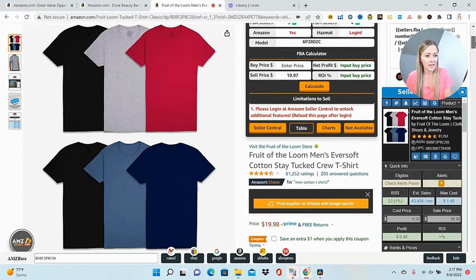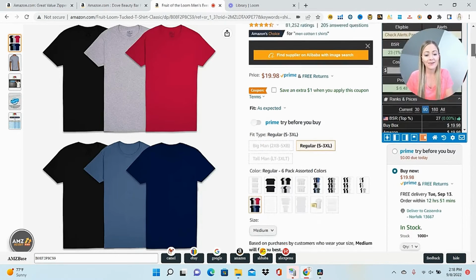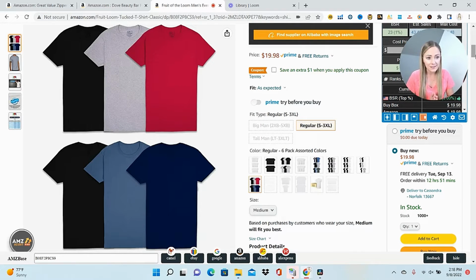Now, here is a listing that seems like a great listing. It's in the top 1%. It's getting an estimated 43,435 sales a month. And that just seems astronomical for an amount of shirts to be sold. But the issue here is there are a ton of variations on this listing. And that number of estimated sales is coming from all of the sales on this parent listing. So all of these different colors, all of these different sizes, that number is the sales of everything combined.